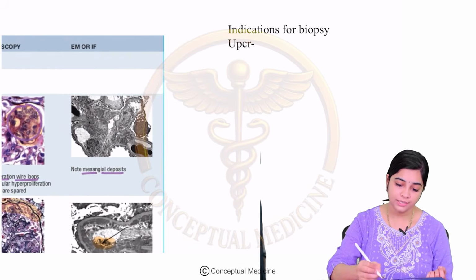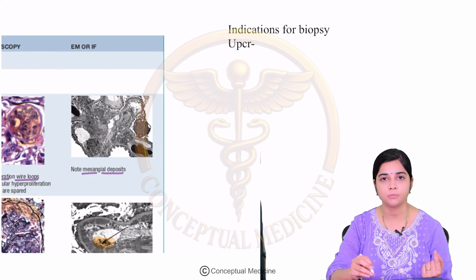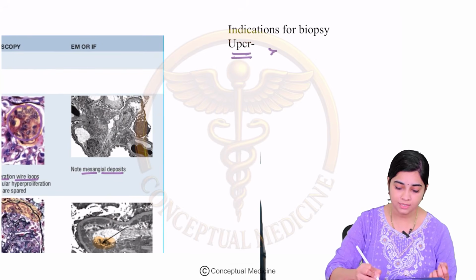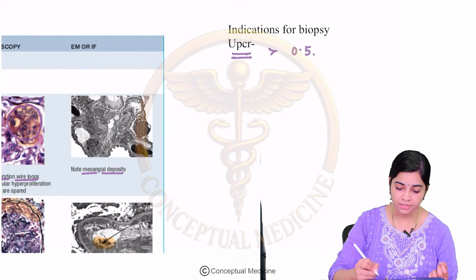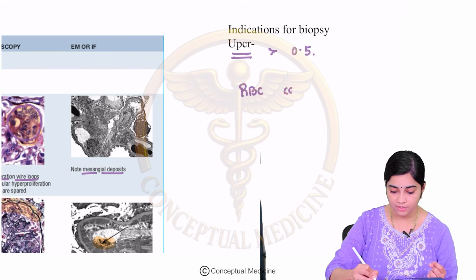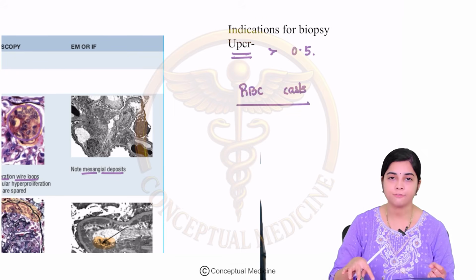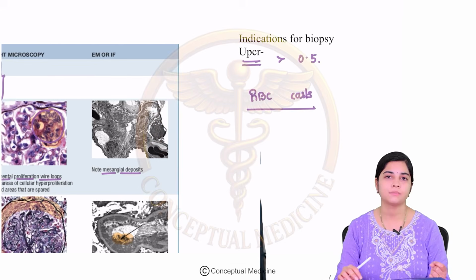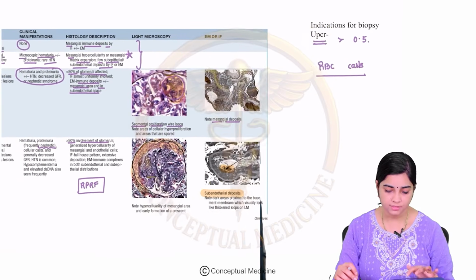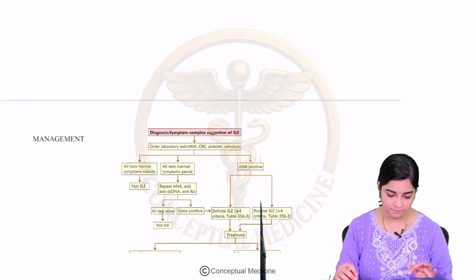So what are the indications for biopsy in a patient with lupus nephritis? If you are suspecting, when will you do a biopsy? If the UPCR is more than 0.5, or there is presence of RBC casts, then you have to suspect a class 3 or class 4 and subject them to a renal biopsy. Clear? So this is about lupus nephritis.